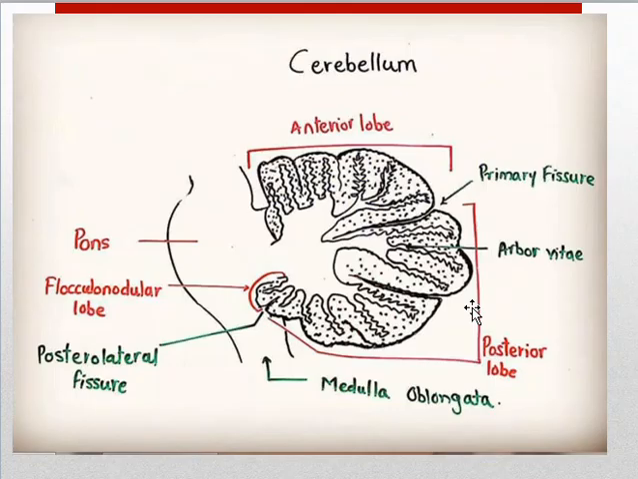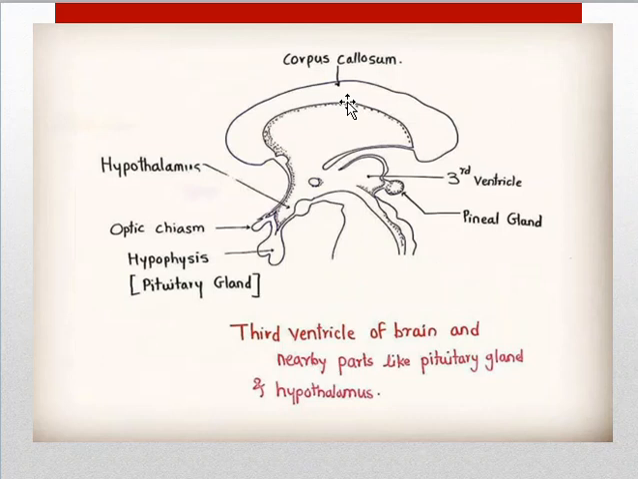So the next part, that is cerebellum, the anterior lobe, and you can see this primary fissure, then arbor vitae, and then this posterior lobe, and there is the pons, flocculonodular lobe, and posterolateral fissure, that is medulla oblongata. Now, corpus callosum, the third ventricle of the brain, and nearby parts like the pituitary gland, hypothalamus, that is hypophysis, pituitary gland, optic chiasma, hypothalamus, third ventricle and pineal gland. These are the organs very important in function.